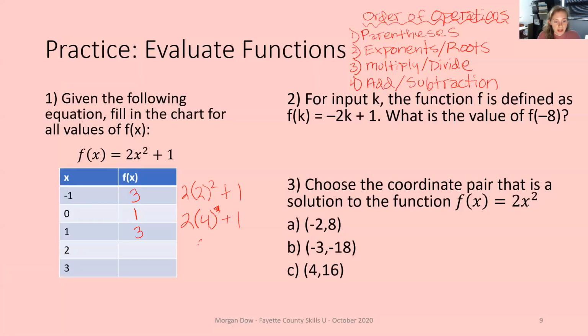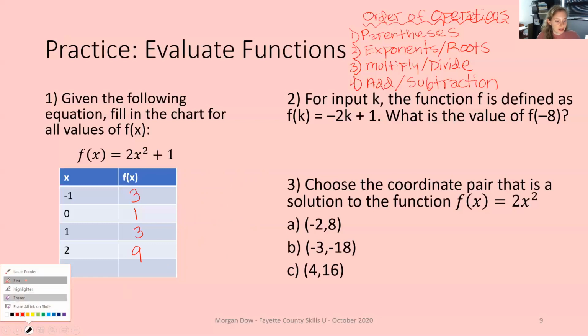2 times 4 is 8. 8 plus 1 is 9. So we get an output of 9. All right, and on to our final one here.